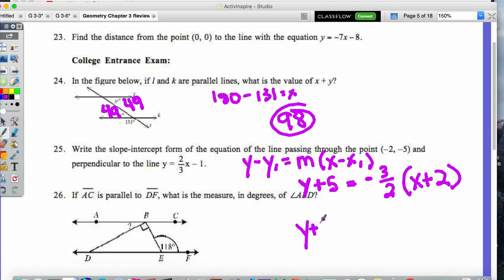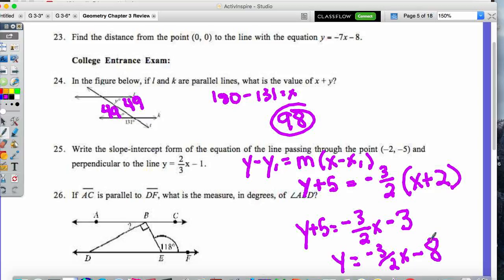Y plus 5 equals -3/2 X plus 2. -3 times 2 is -6/2. -6/2 is -3. So I'm going to change that to -3. And then I'm going to subtract 5. So y equals -3/2 X, -3 minus 5 is -8.